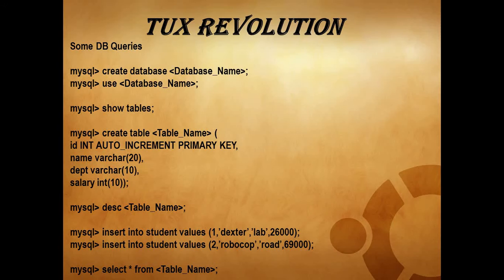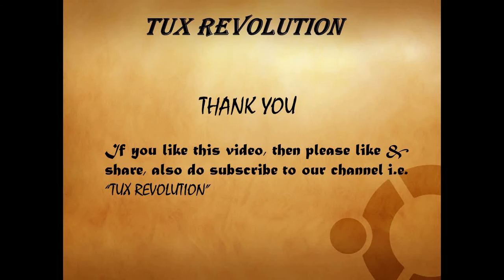Now you want to see the data in the table, so simply type select space star space from space table name, like student. So you will get these two lines, Dexter and Robocop, like user 1 and user 2, like 1 and 2. That's it for the presentation level.